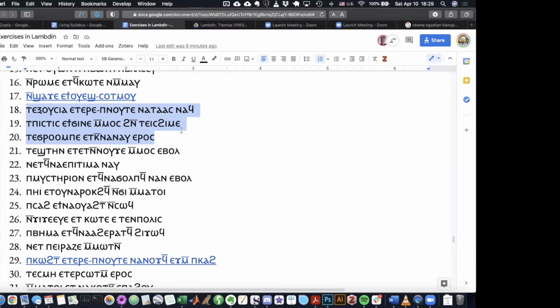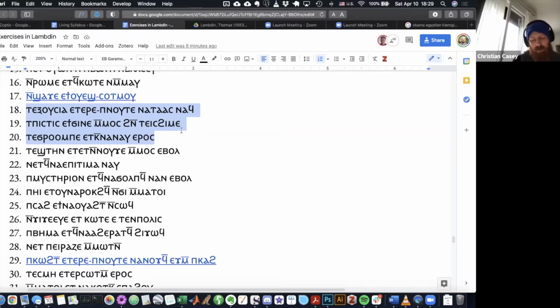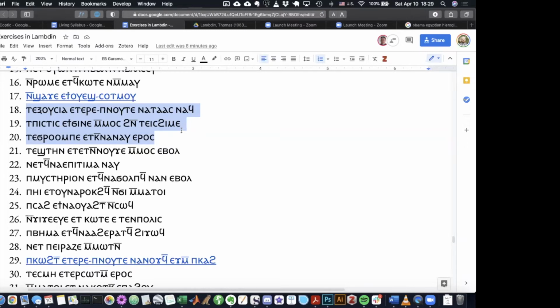Texusia etere penute nataas naf. The power which the Lord will give to him. Yeah, I'm going to correct you on Lord, even though I know what you mean. The distinction between Lord and God is maintained in Coptic in the same way that it is in English. Okay. So which the Lord, Tenute. And that's god.